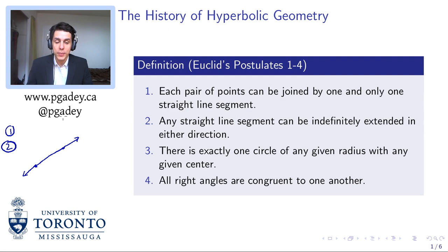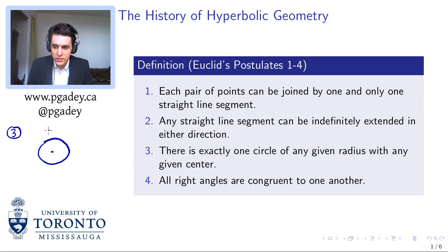Okay, the third postulate is saying that if we pick a point and a radius, then there should be a circle about that point of that radius. Right? So we can have one circle of any given radius, and this should be unique.